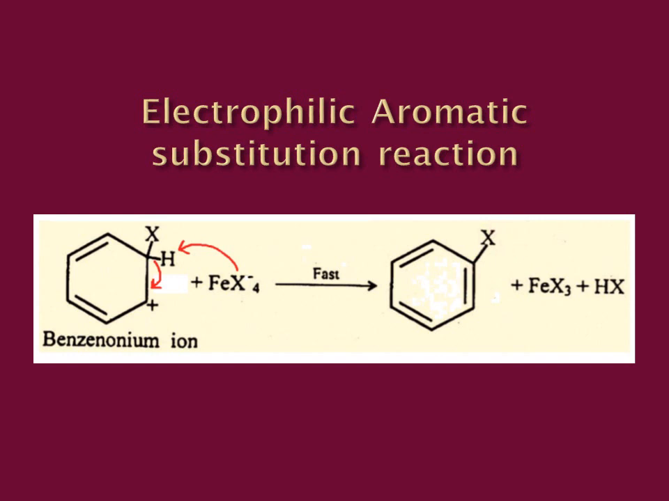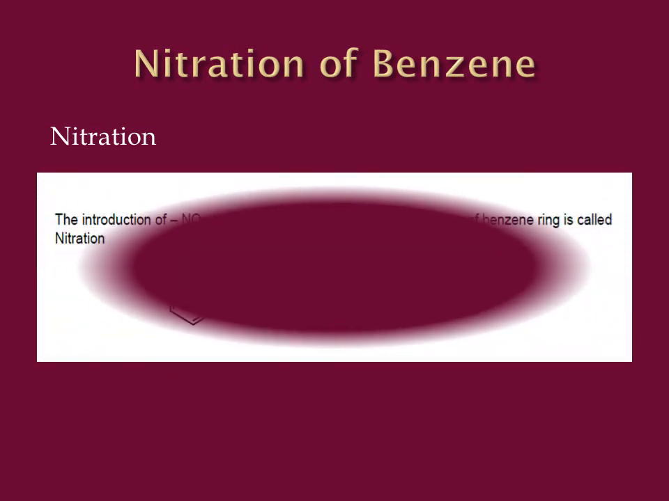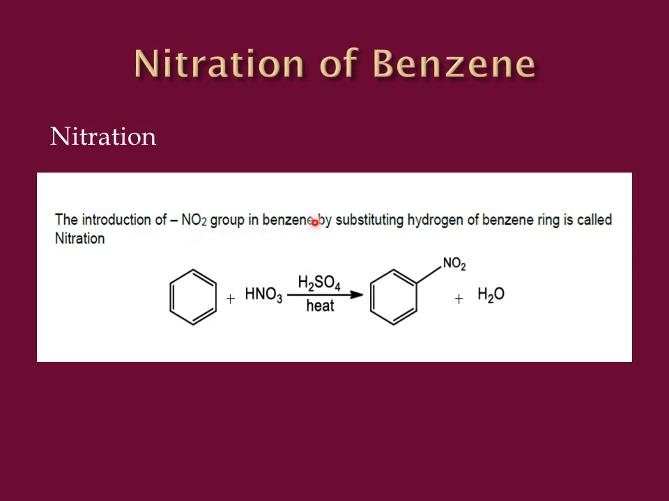Students, the first example of electrophilic aromatic substitution of benzene is nitration of benzene. The introduction of NO2 group to benzene by substituting hydrogen, which means in this case we are going to replace hydrogen with NO2 group. Now the benzene ring, when it is substituted with NO2, this process is called nitration. What are the chemical reagents? You can see benzene, when it is reacted with nitric acid in the presence of sulfuric acid and heat, gives nitrobenzene along with water.